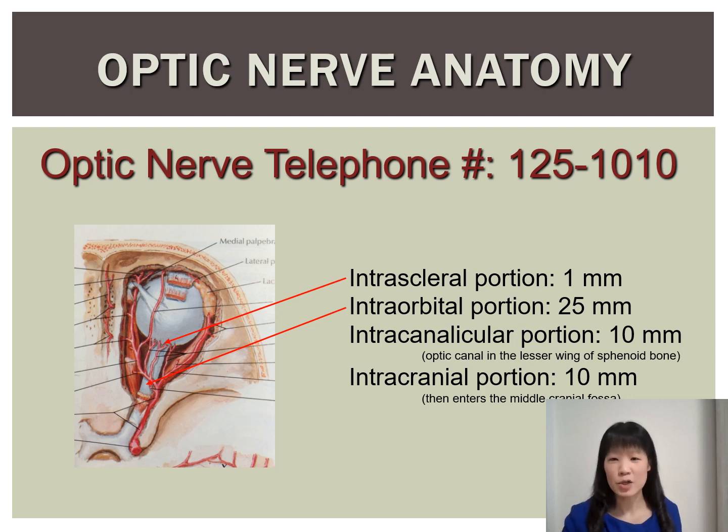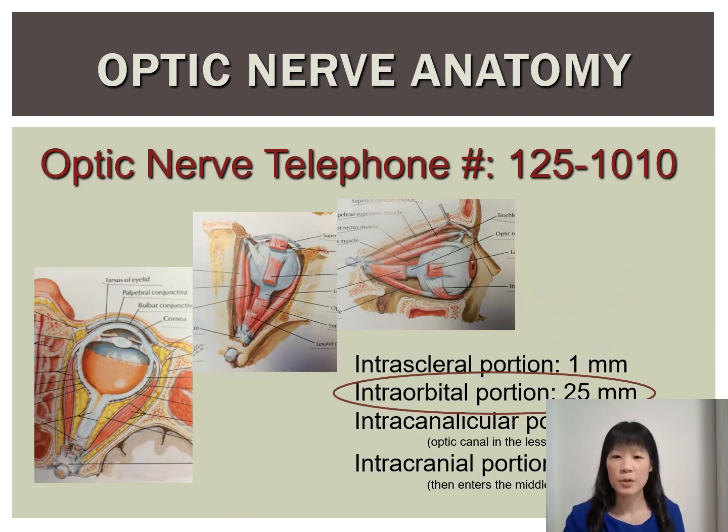And interestingly, the intraorbital portion, meaning the back half of the eye here, the optic nerve, is about the same size as the eyeball itself, which is also around 20 plus millimeters. And the intracanalicular portion of the optic nerve is about 10 millimeters. This is the part in the bony canal. And the intracranial portion of the optic nerve is the last 10 millimeters of the optic nerve.